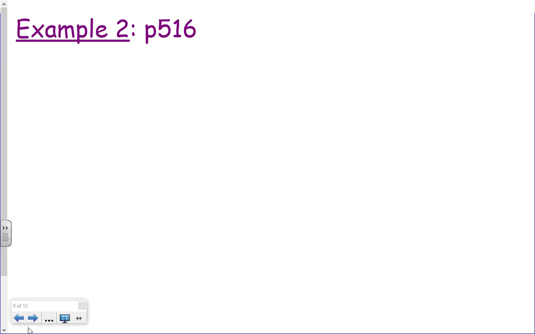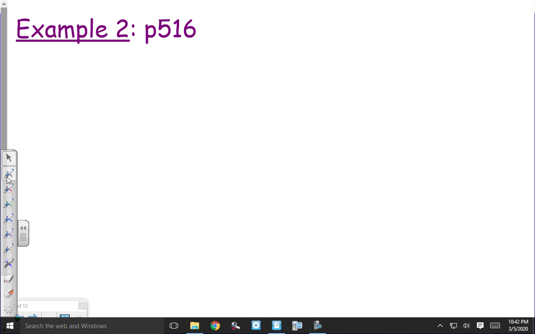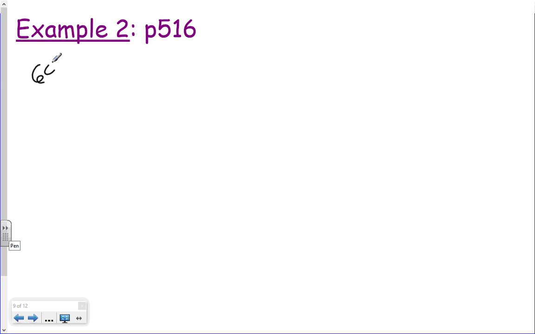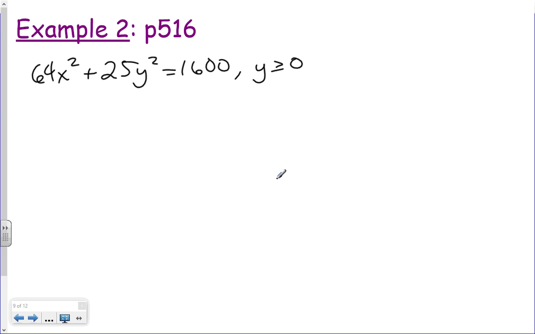It says rectangles of various proportions are inscribed in the region under the half ellipse 64x squared plus 25y squared equals 1600 for y greater than or equal to 0. Let's go ahead and write down that equation here first of all. 64x squared plus 25y squared is equal to 1600, and that's for y greater than or equal to 0.